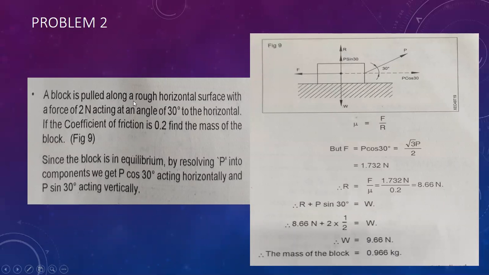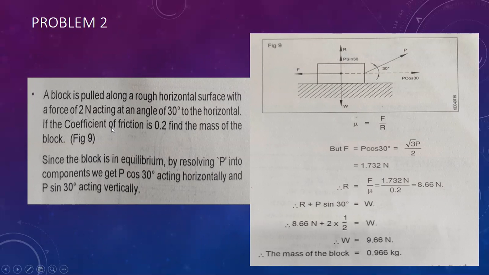A block is pulled along a rough horizontal surface with a force of 2 Newton acting at an angle of 30 degrees to the horizontal. If the coefficient of friction is 0.2, find the mass of the block. Here is the pull, 2 Newton, and this angle is 30 degrees. You have to resolve this vector P into P cos theta and P sin theta. Since the block is in equilibrium, P cos theta acts horizontally and P sin theta acts vertically.